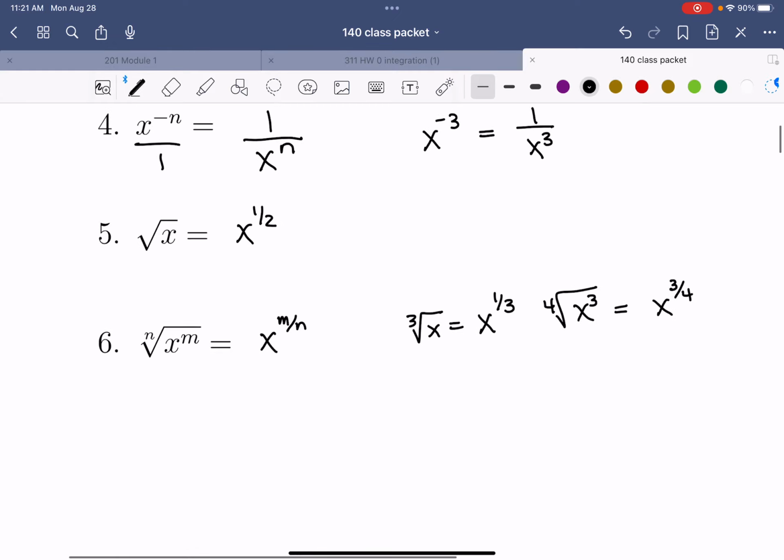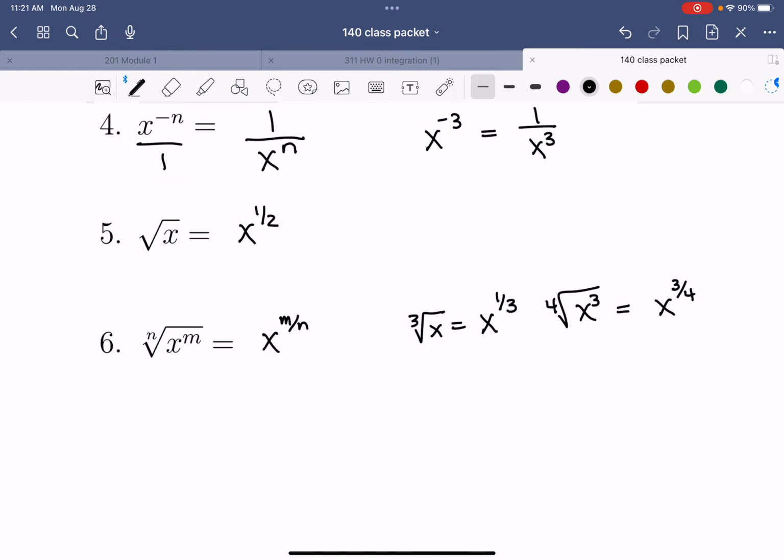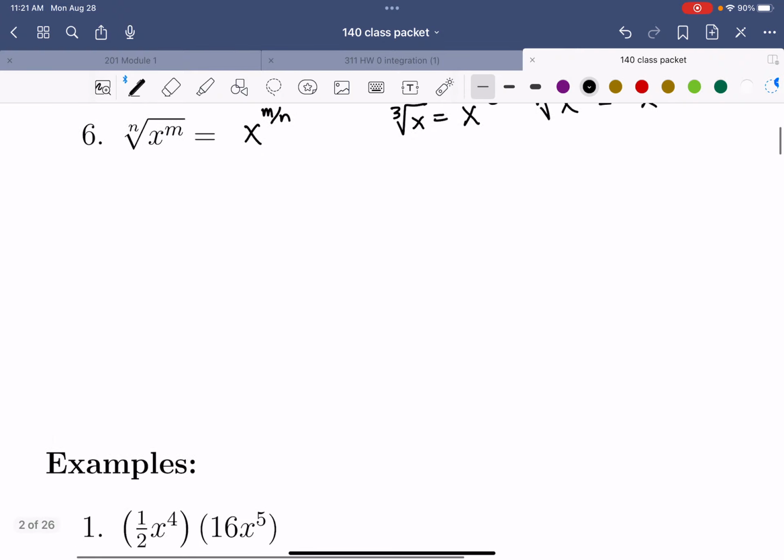So we get x to the 3 over 4. Those are our fractional exponents. So whole numbers, fractions, and negatives.